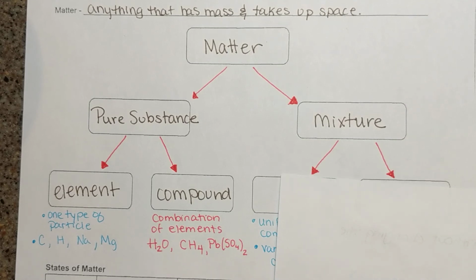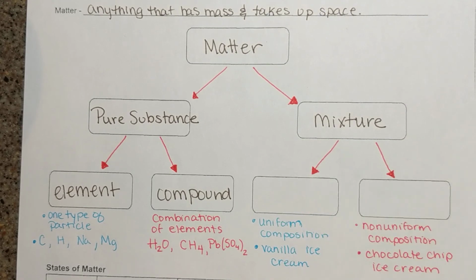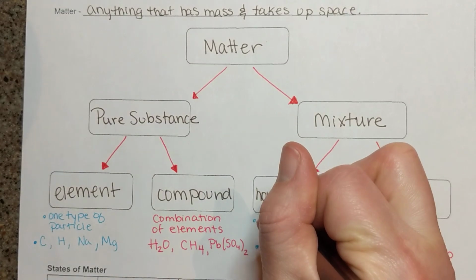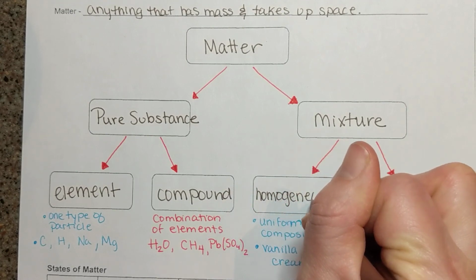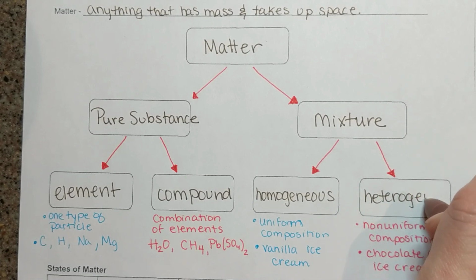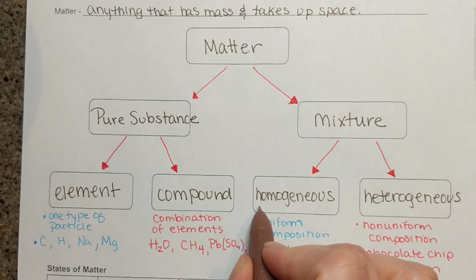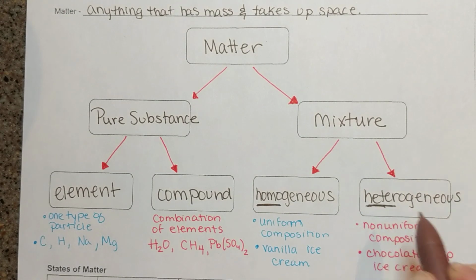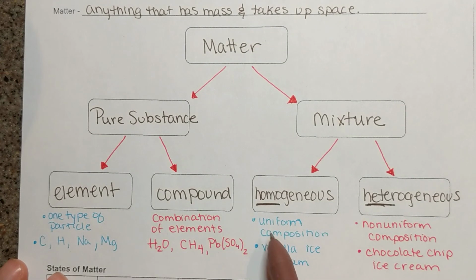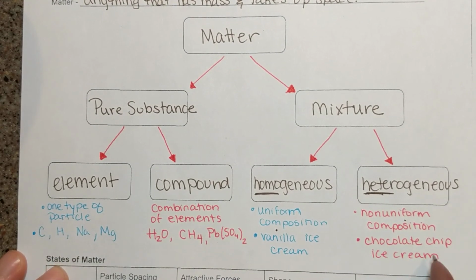Okay. Mixtures are different than pure substances in that they are a mix of multiple things put together. I can either have a homogeneous mixture or I can have a heterogeneous mixture. Both of these have prefixes on them that tell us about what that mixture is. Homo means same, so we say that they have uniform composition. An example of this would be vanilla ice cream. Where hetero means different, so non-uniform or different composition, such as chocolate chip ice cream.